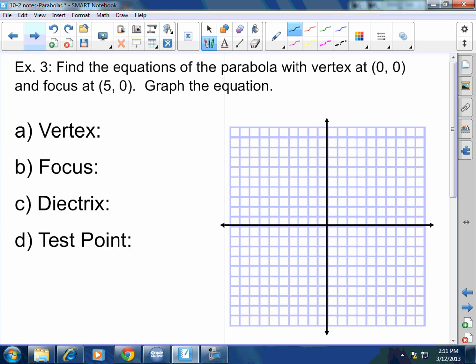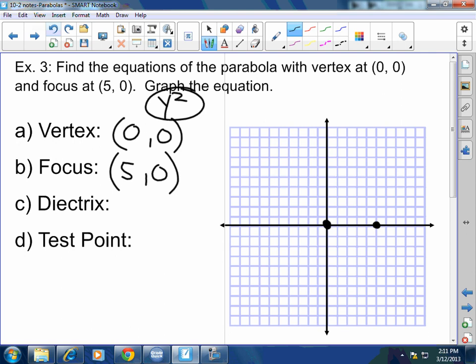First of all, this 0, 0 is my vertex, correct? Isn't 5, 0, 1, 2, 3, 4, 5, my focus? Doesn't that tell you how it's going to open? So it's going to open like that, right? Okay, that's a y squared. So we know it's a y squared right off the bat. That's going to help us. My vertex, they already gave it to me. My focus, they already gave it to me.